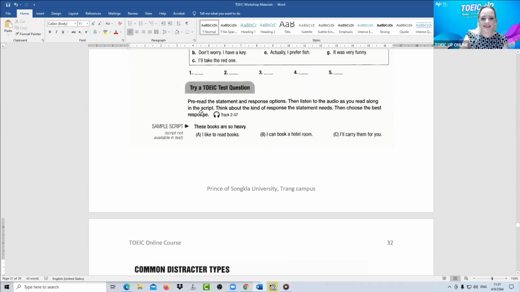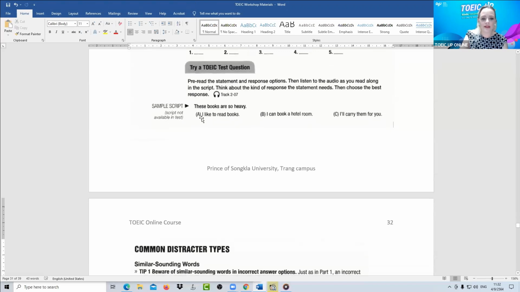So let's go on to the next one. Pre-read the statements and response options, then listen to the audio as you read along in the scripts. Think about the kind of response the statement needs. Okay, so these books are so heavy. This is a statement. So what would the answer be? A, B, or C? I like to read books. I can book a hotel room. I'll carry them for you. The answer C is correct. C, I'll carry them for you.